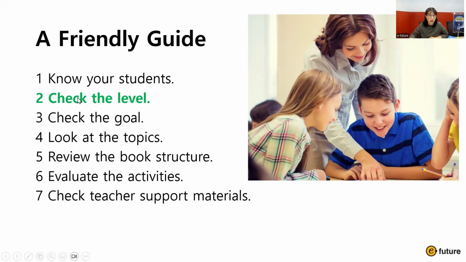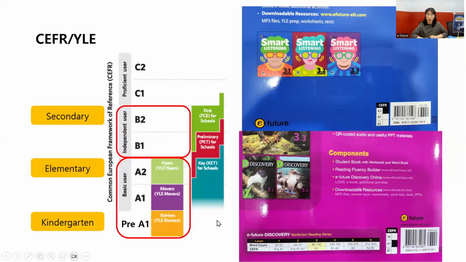Okay, so moving on to checking the level. That's number 2, right? Know your students and check the level of the book. So all eFuture books follow the CEFR guideline. So if you look at this chart, right, starting from pre-A1 to C2, most of eFuture books are for this level, right? Kindergarten and elementary level from pre-A1 to A2. And we have some books for B1 and B2 level.